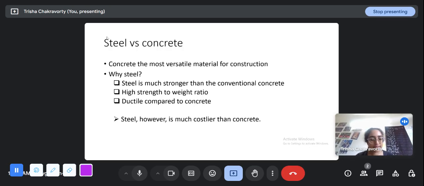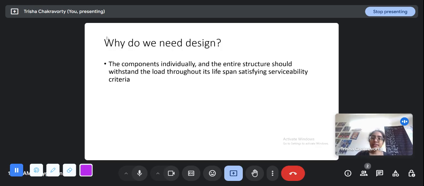However, steel is much costlier than concrete, so we do not go around using steel in every structure that we build. Mostly around us, the structures that we see, the residential and institutional buildings, are made of concrete, but steel is a more specialized material, so it's used in factory sheds, bridges. And why do we need design is for the components individually and the entire structure. As I said before, the individual components have to take the loading that will come on the individual components, and the entire structure as a whole should withstand the load.